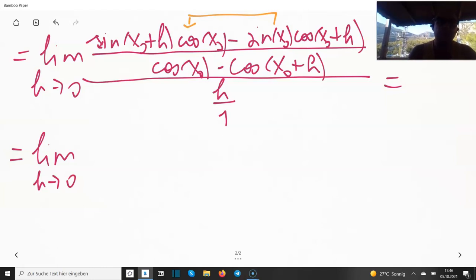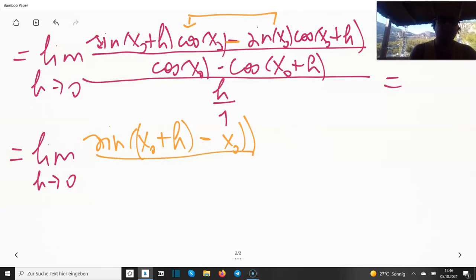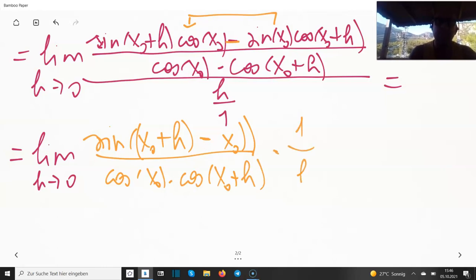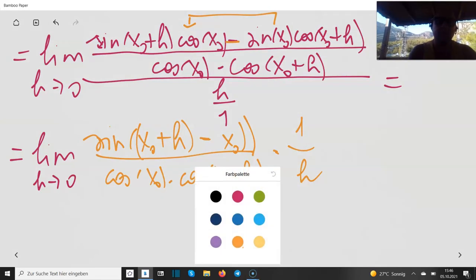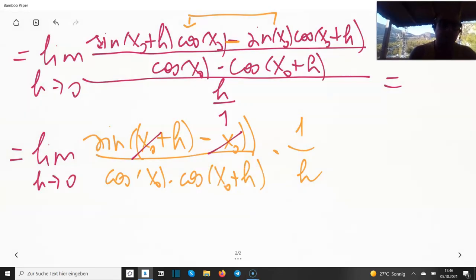So we can put it together to sine of x0 plus h, which is the first angle. And now because of this minus, it's a minus of x0, which we have here. I can put it this way. So this is the numerator. The denominator is still cosine of x0 times cosine of x0 plus h. And now we multiply times the reciprocal, which is 1 divided by h. That's great. Now look at this. These two guys are gone.